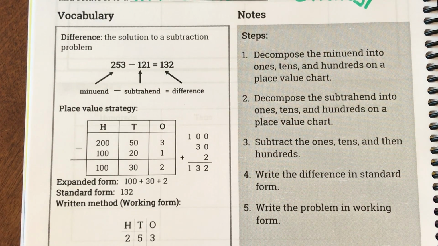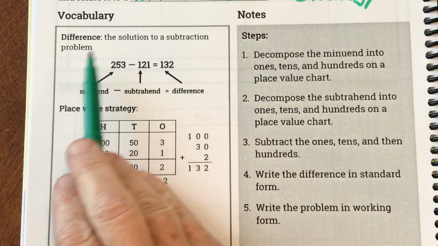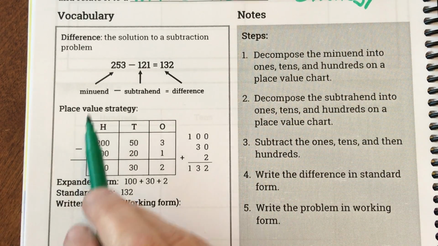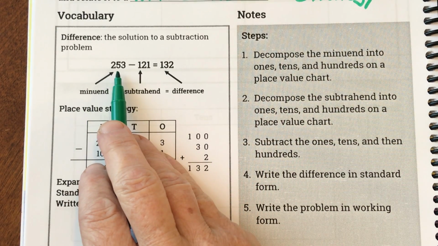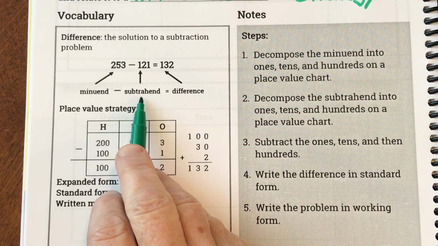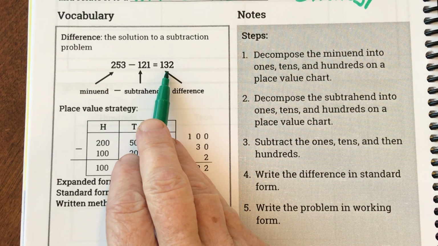Our first vocabulary word says difference, and they're reminding us that it's the solution to a subtraction problem, or the answer to a subtraction problem. And then they're reminding us of our vocabulary. A minuend is what we start with. So it's what you have. Your subtrahend is what you're subtracting, and your difference is your solution or your answer.